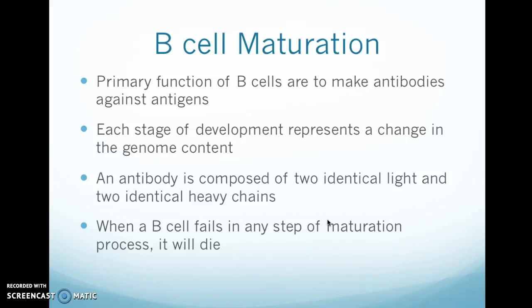When the B cell fails any step of this maturation process, it will die by a process called apoptosis, which is basically programmed cell death. It can also die by clonal deletion.